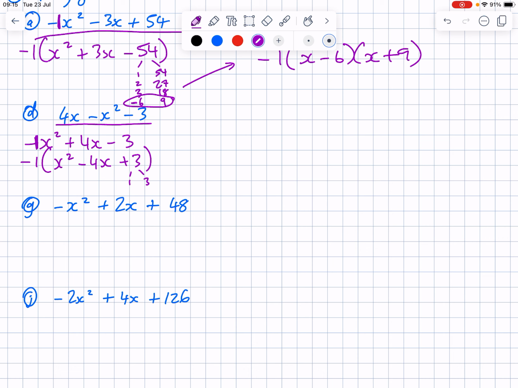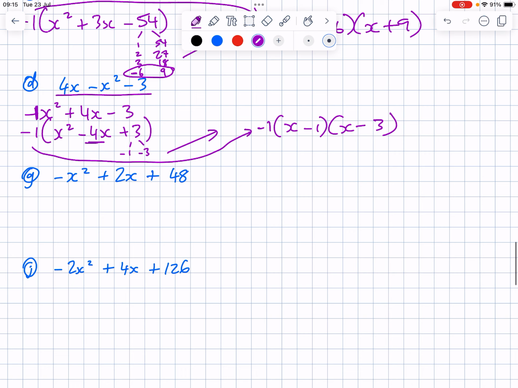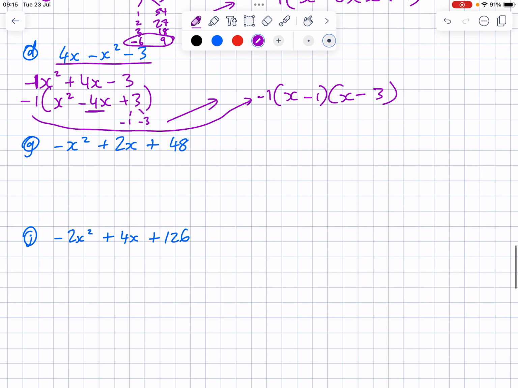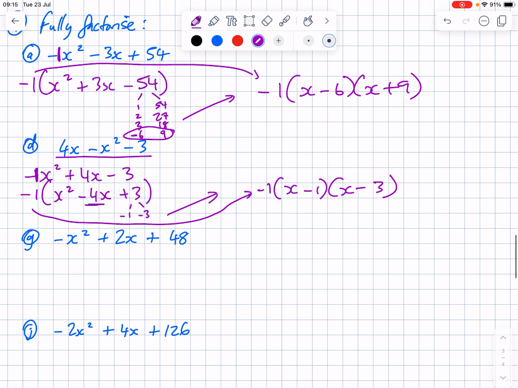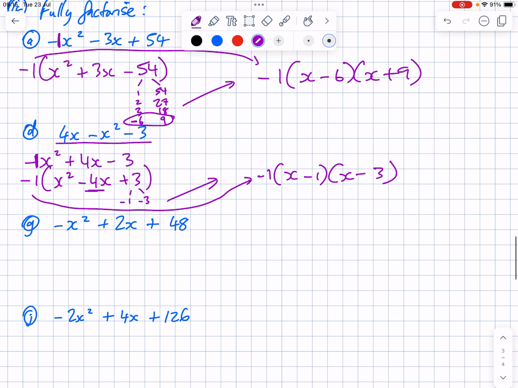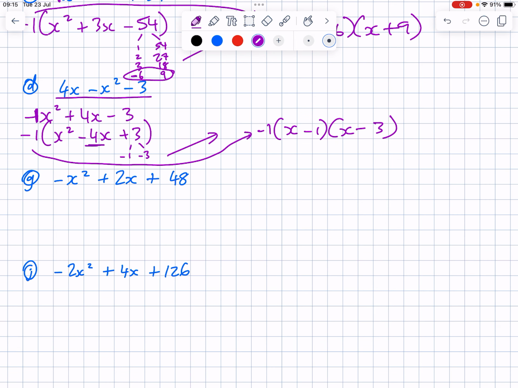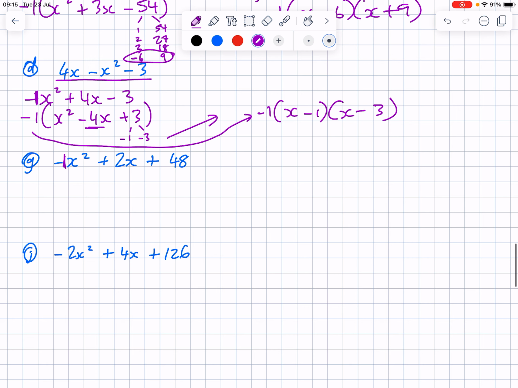1 and 3 are the only factors of 3. Is there a way that I can get negative 4 here with 1 and 3? Yep, negative 1 and negative 3. So that factorizes to x take 1, x take 3, and negative 1 was the common factor we removed at the front. So this whole set of 4 questions here is just practicing getting you to remove the common factor of negative 1 at the front, because your rule only works for positive x squared.